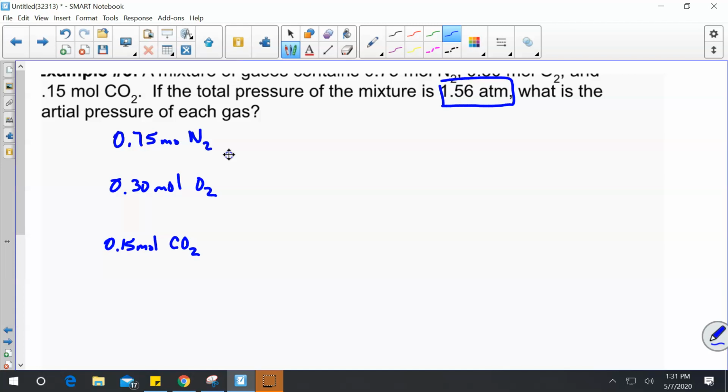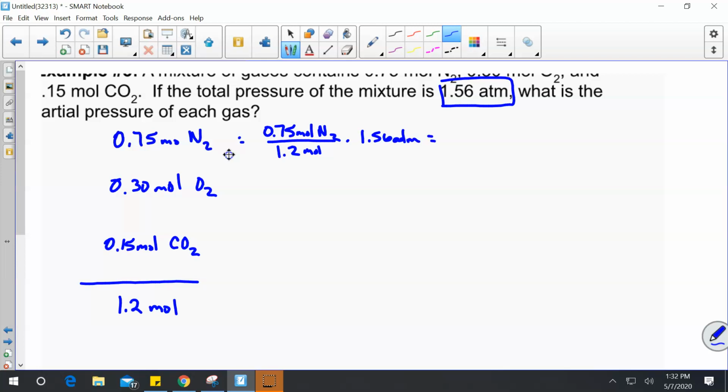So the pressure is the ratio of the moles of each part to the total. So if you add up all of these, the total moles that you have in there are 1.2 moles. So this is the total. And so each one of these is the ratio of the mole ratio times the total pressure. So if I wanted to figure this one out, I would just take 0.75 moles of nitrogen divided by the total moles to see what fraction it is of the total, times the total pressure, 1.56 atmospheres.